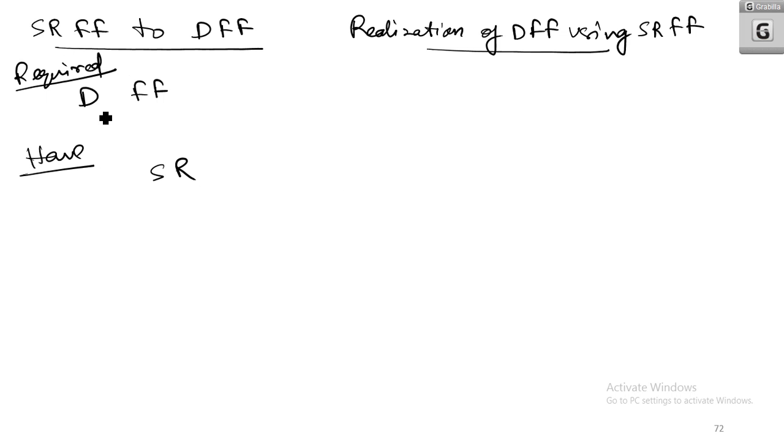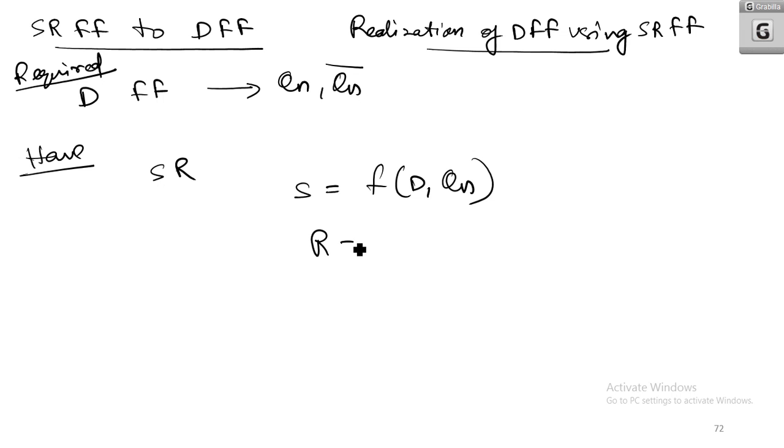Therefore, for this D flip-flop you are having Qn and Qn bar. Therefore, we should write S in terms of D and Qn, as a function of D and Qn. Similarly, R also as a function of D and Qn, or Qn bar, whatever it is. Okay, so that is our intention.